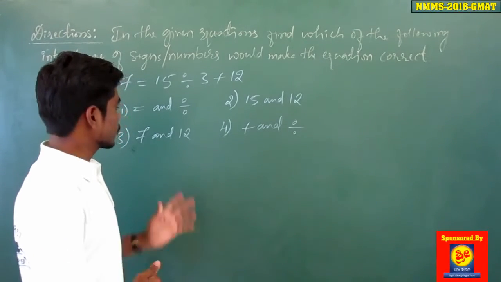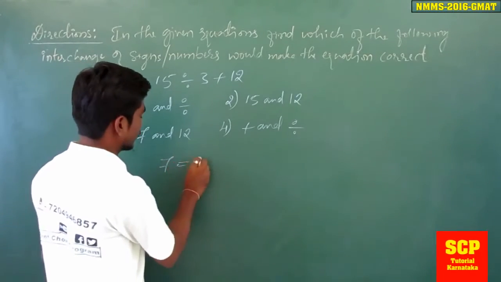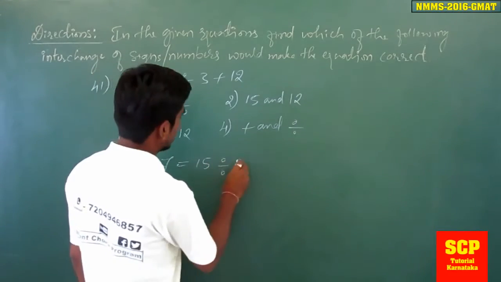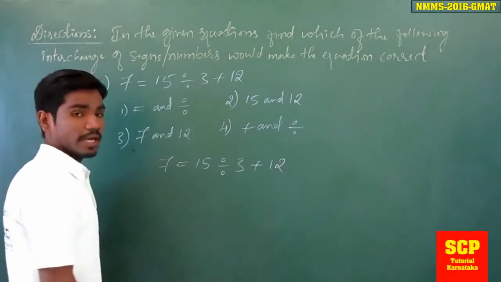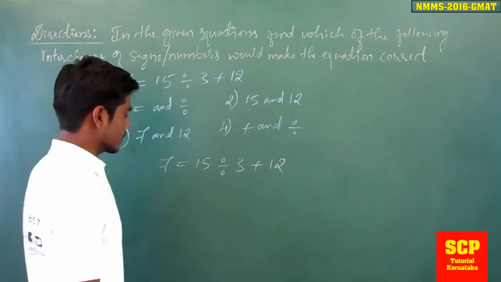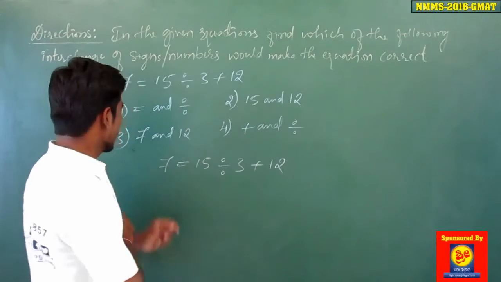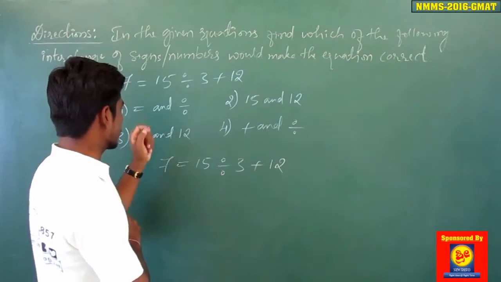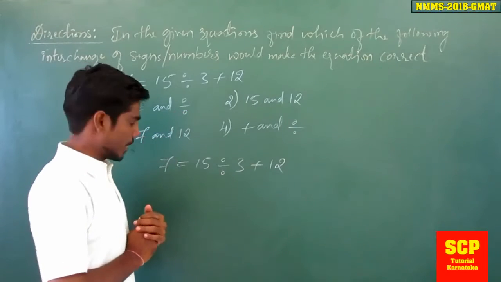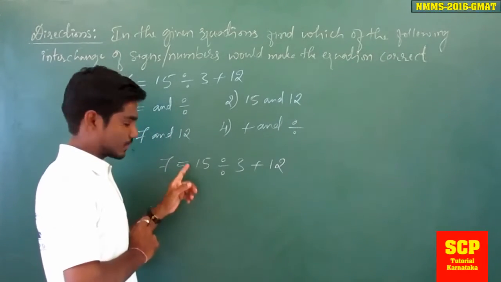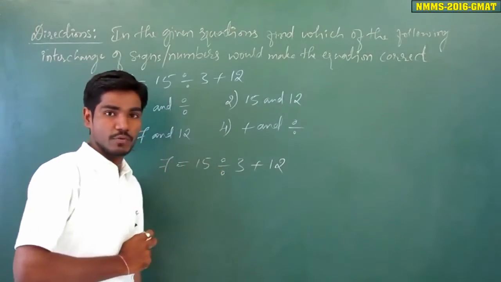Okay. To solve this, first let me consider the given question, that is 7 is equal to 15 divided by 3 plus 12. Now according to the given direction, what we have to do here is interchange the given numbers or signs. If you consider the first option, it is signs. That means we have to interchange is equal to and division. That means wherever there is equal to, you substitute division, and wherever there is a division sign, you replace that by is equal to.